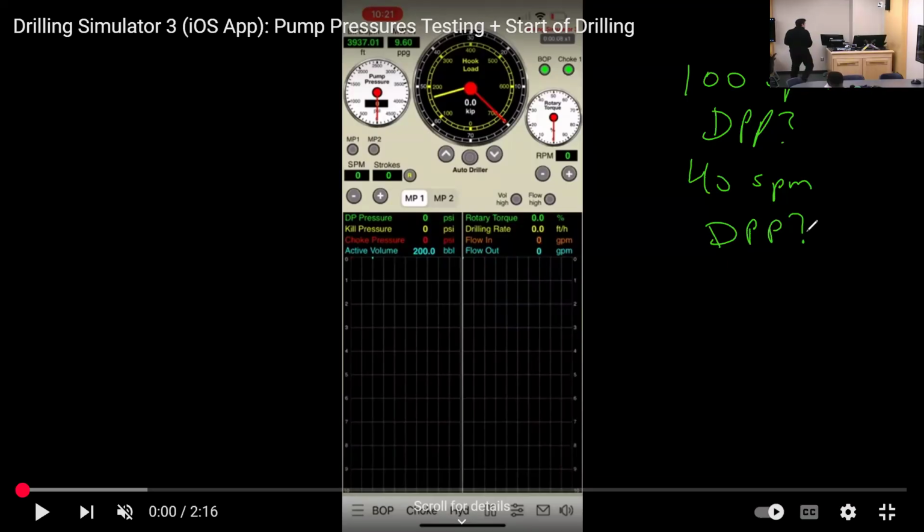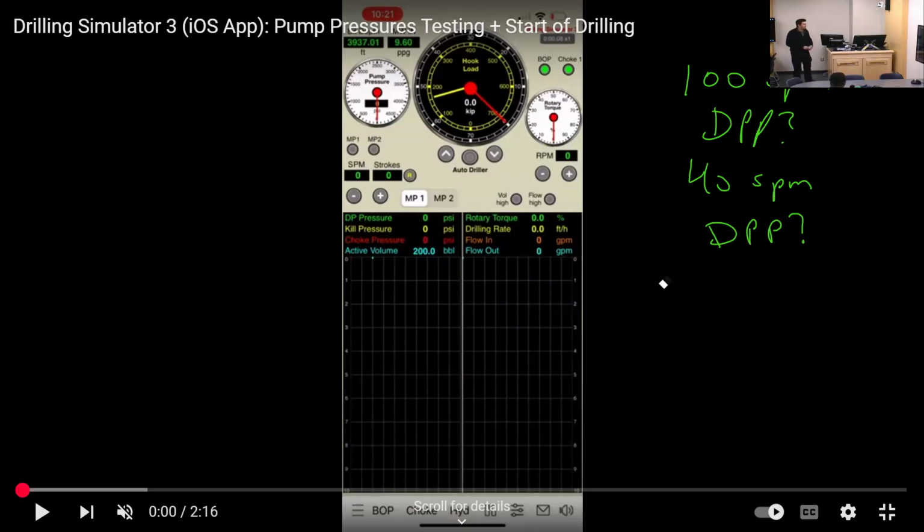In real life, what you will do is measure at 30, 20, 10, and 40, and get a value for each. So you have a lot, and then you can approximate between one another accordingly. But in this, we do it as simple as we can. So I'm going to measure the DPP at 40, and then measure the DPP at 100. And then I will start drilling.